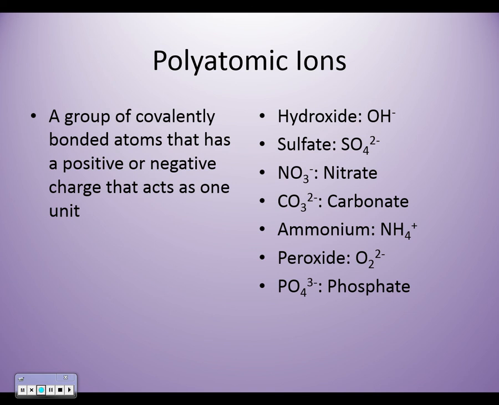polyatomic anions are a group of covalently bonded atoms that has, this is right underneath the title on the top left slide that I gave to you today. Sorry, this definition right here, underneath where it says polyatomic ions, right? So the sheet I gave you today, top left. No, that's your right. Oh, gotcha. Yeah. It's all right. I had to tell her. All right, so a group of covalently bonded atoms that has a positive or negative charge that acts as one unit.